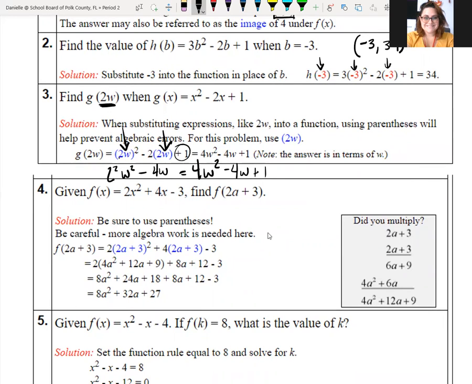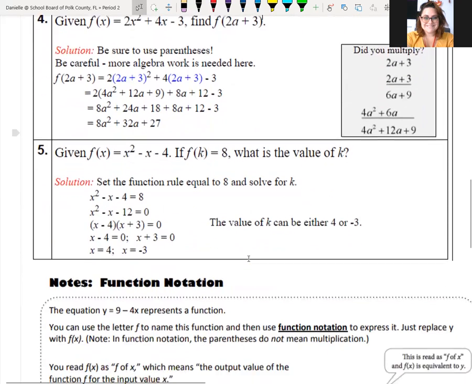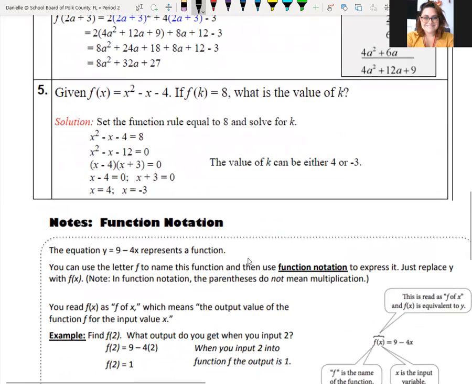Again, number 4 is going to be the same thing. We just take it and plug it in. And number 5, they're giving it to us backwards. They said that f of k, or f of x, equals 8. So what is k? Or what is x? So this time we're going to set the equation equal to 8 and solve for x.